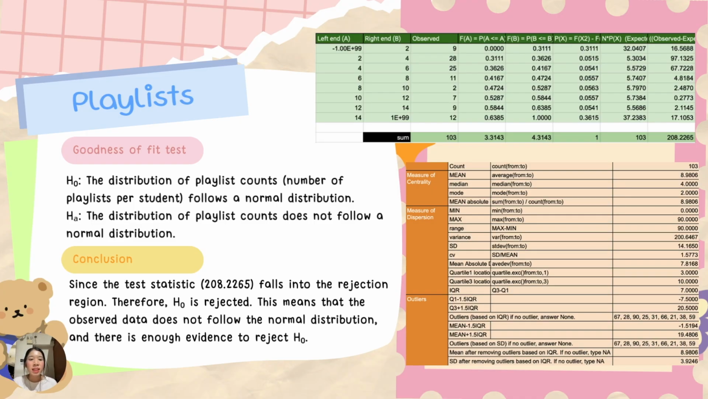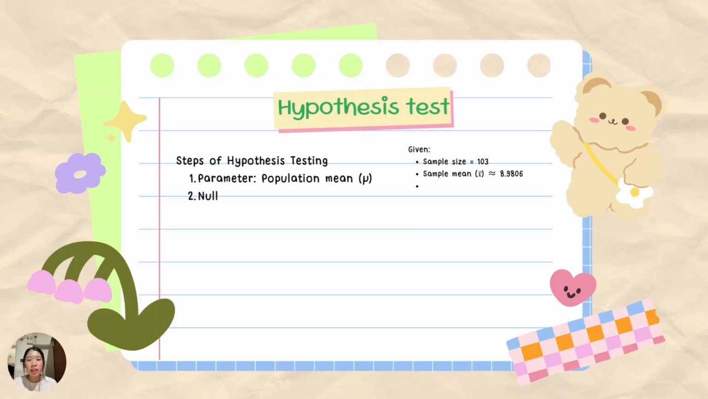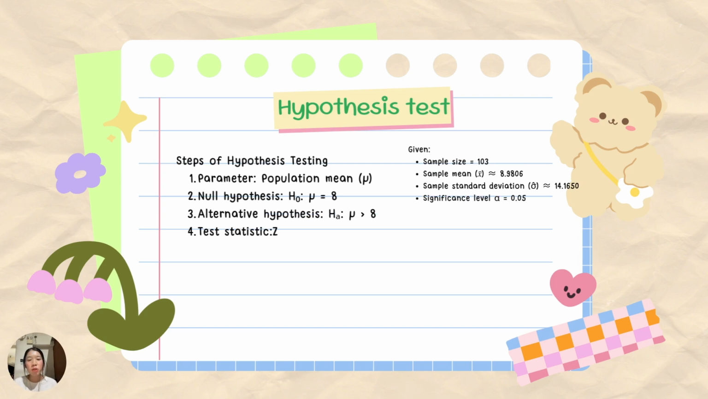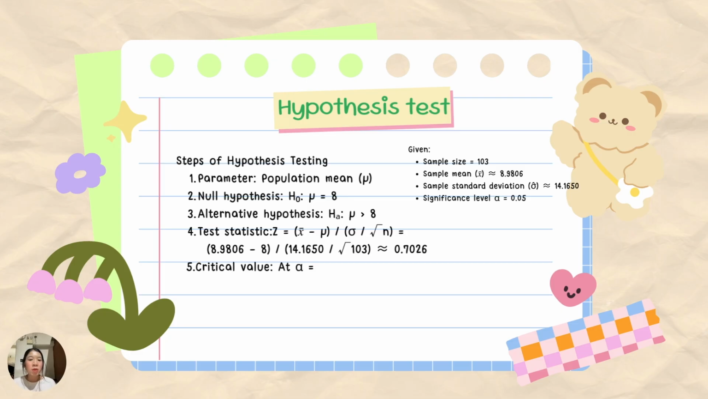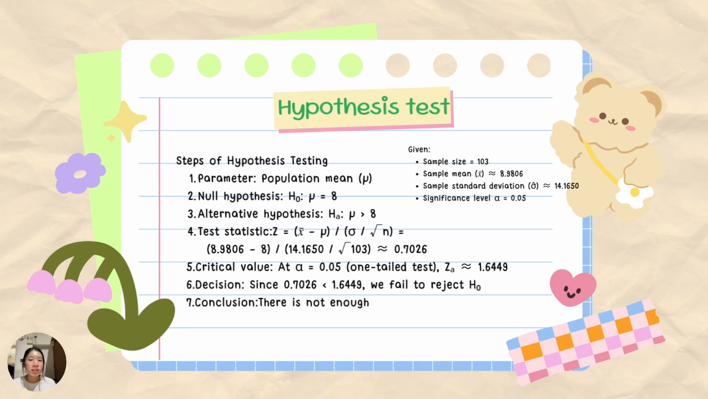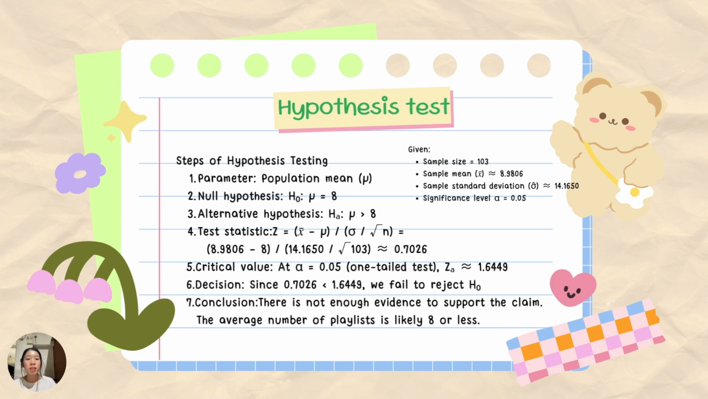Let's take a closer look at the hypothesis test of the average number of playlists. We are testing if the average number of playlists is equal to 8. The test statistic we calculated is 0.7026, and based on our significance level alpha equal to 0.05, we compare it with the critical value of 1.6449. Since the statistic is less than the critical value, we fail to reject the null hypothesis. This suggests that there isn't enough evidence to support the claim that the average number of playlists is higher than 8. Therefore, we conclude that the average number of playlists is likely to be 8 or less.